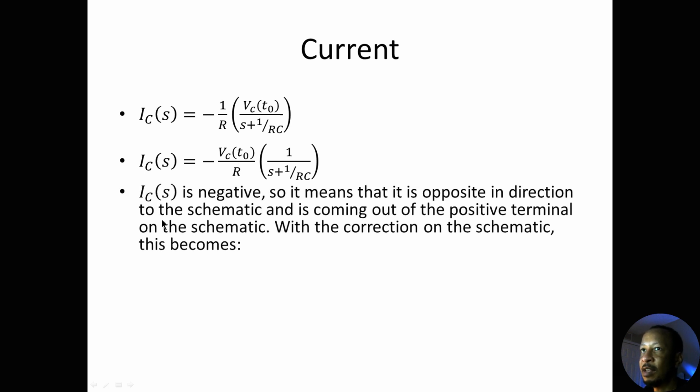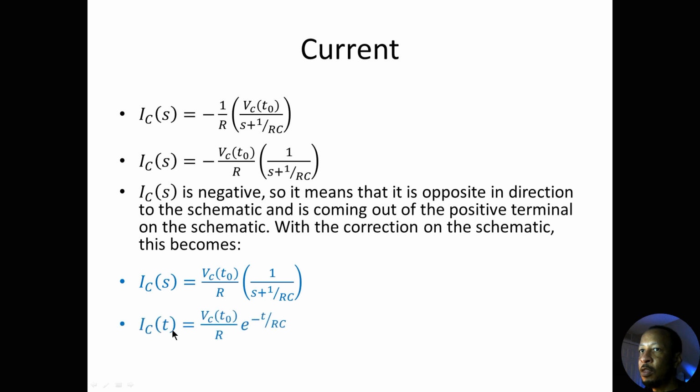Now IC of s is negative, so it means that it is opposite in direction to the schematic and is coming out of the positive terminal on the schematic. With the correction on the schematic, this becomes IC of s equals VC of t sub 0 divided by R times 1 over s plus 1 over RC. Okay, and then that translates into IC of t equals VC of t sub 0 divided by R times e to the negative t divided by RC.